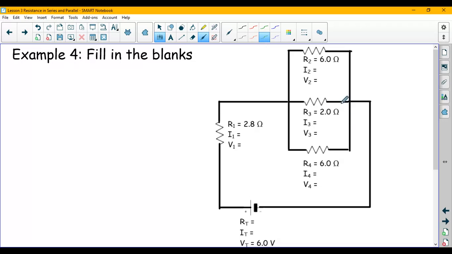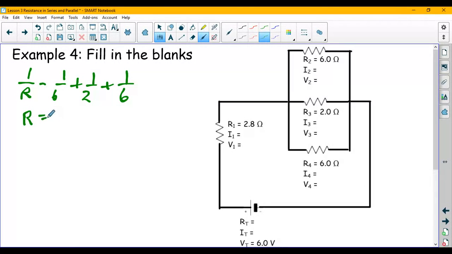These three are in parallel. So I'm going to start by finding the resistance of the parallel section. For that parallel section, I'm going to have to use the resistance equation for parallel. So 1 over the total will be 1 over 6 plus 1 over 2 plus 1 over 6. And I should get something pretty small when I do this.